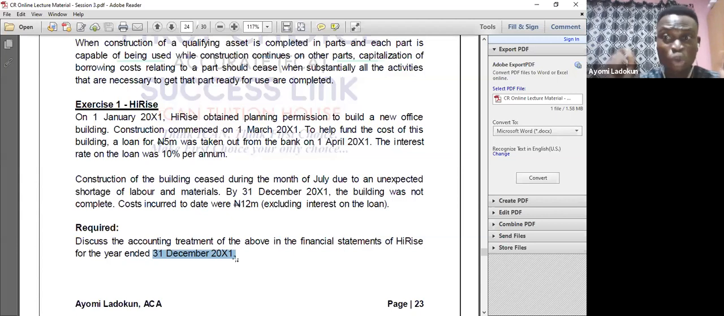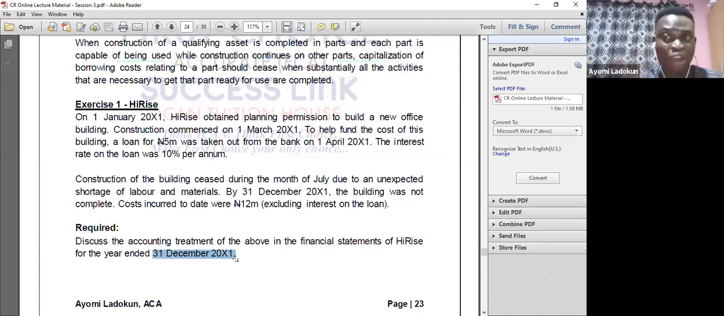Like I said, don't assume. Use your fingers. April, May, June, July, August, September, October, November, December. 9 months borrowing cost. Okay, I need to capitalize for 9 months. But wait. I may not be able to capitalize for 9 months because there is suspension. There is also what's it called? Cessation. So I will ask the question again: is there any suspension?